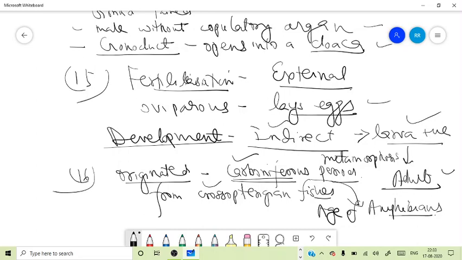So amphibians indicate that they originated from the crossopterygian fishes in the Carboniferous period and moved to the land, but they are not successful land animals because water is required in their life cycle for fertilization, because the fertilization is external and it requires water as a medium.